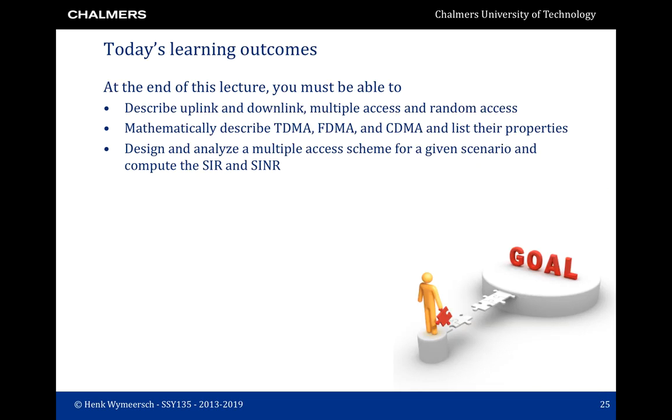This ends the multi-user communication lecture. You should be able to describe differences between uplink, downlink, multiple access, and random access, mathematically describe TDMA, FDMA, and CDMA. You should be able to design and analyze multiple access schemes for a given scenario and compute SIR and SINR values.